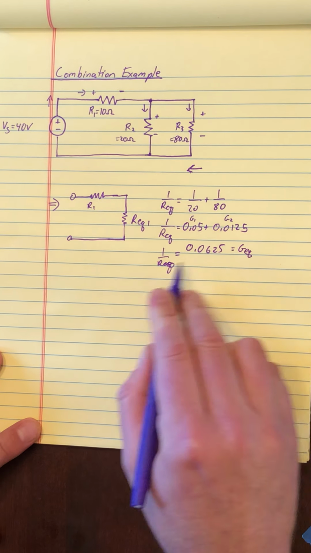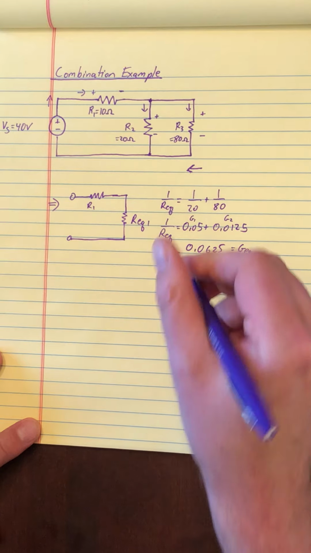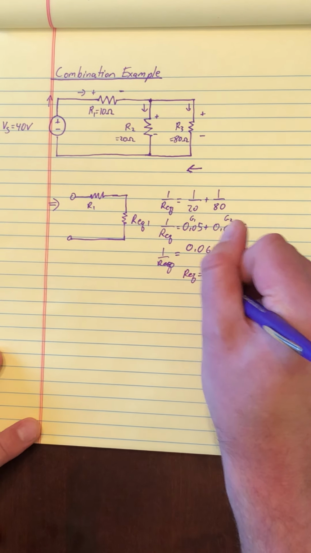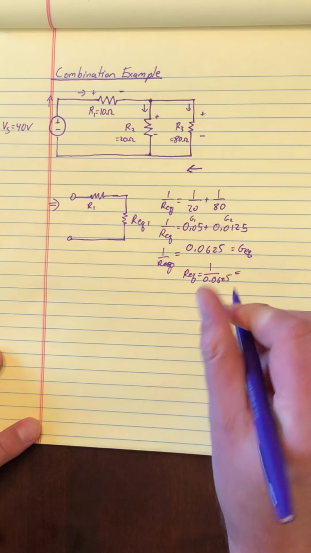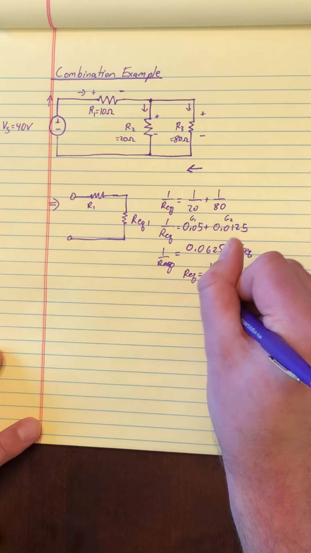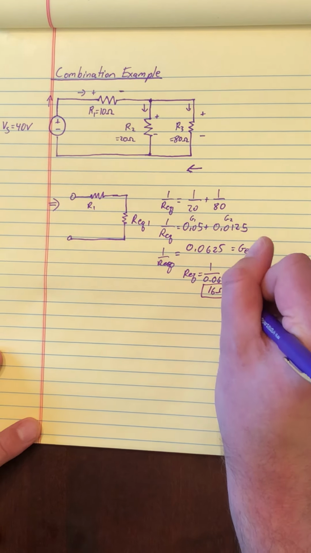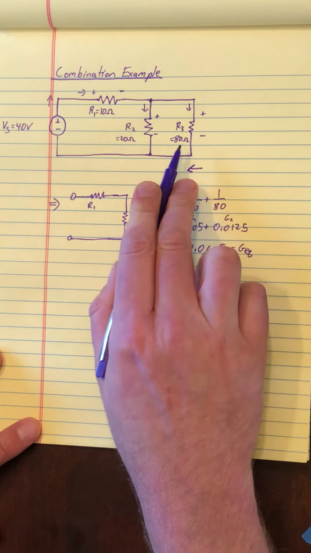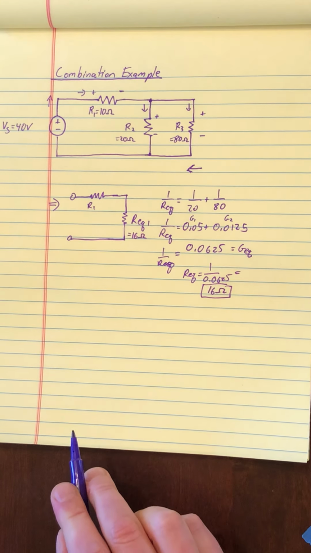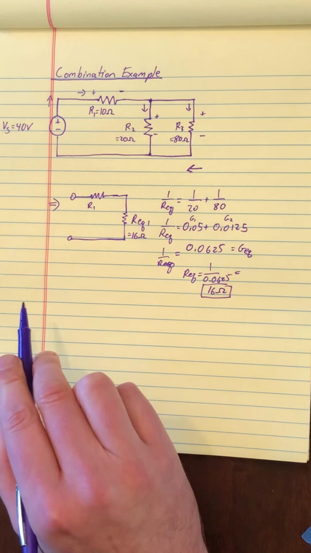And so the equivalent conductance is 1 over the resistance. So if I want the resistance, REQ, I have to take 1 over that, 1 over 0.0625, and then we get a value here of 16 ohms. So the equivalent resistance is 16 ohms for just that parallel combination. And so that's our first step of finding the equivalence.